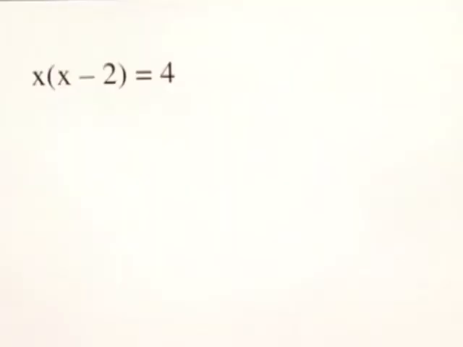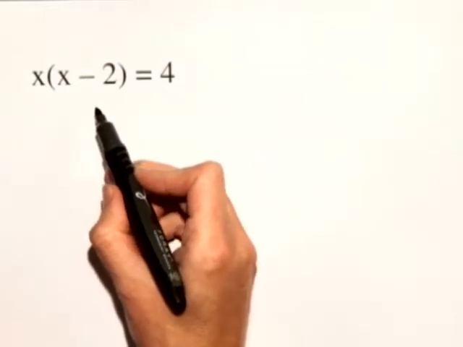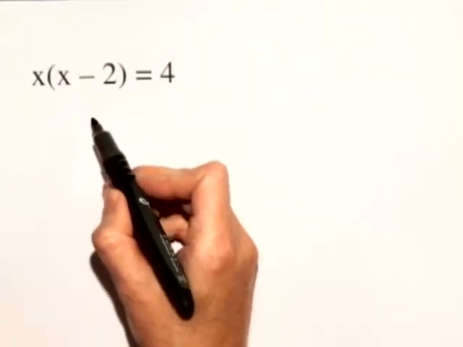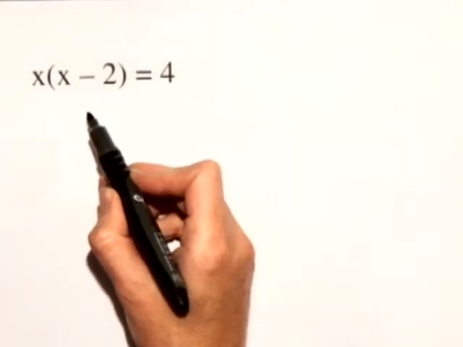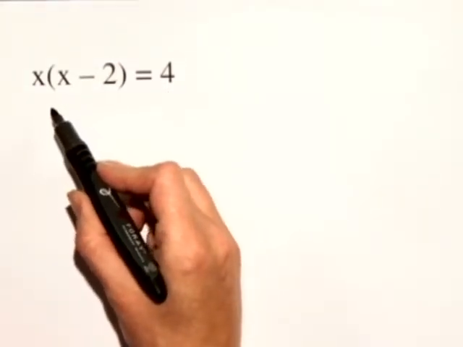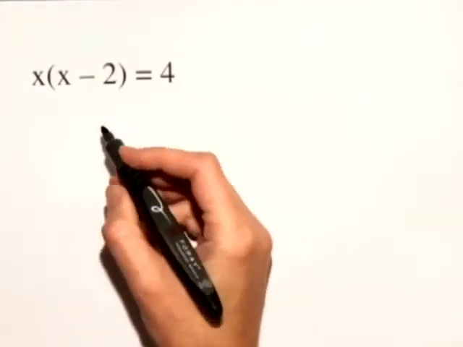For the next problem, we'll solve a quadratic equation. We have x times the quantity x minus 2 is equal to 4. Now notice we cannot use the zero product principle in this case because the right-hand side is not set equal to 0. So what we need to do is to distribute on the left-hand side.